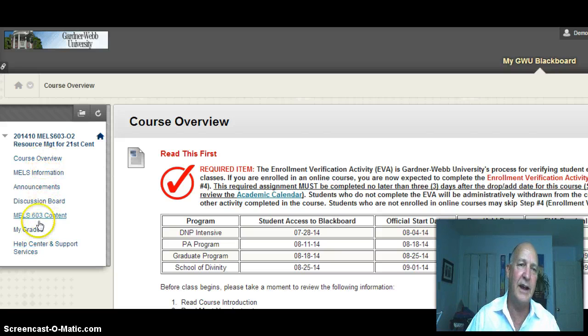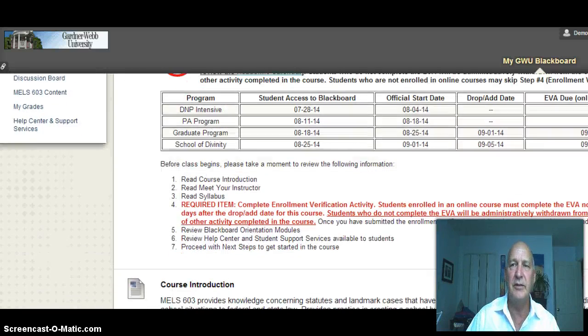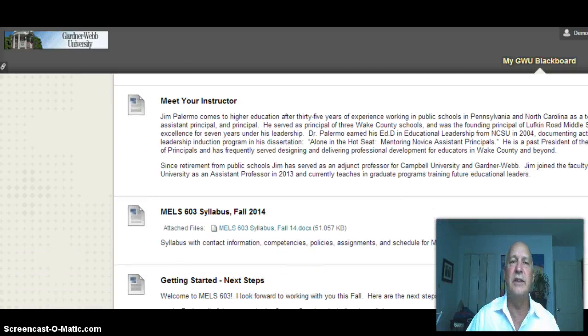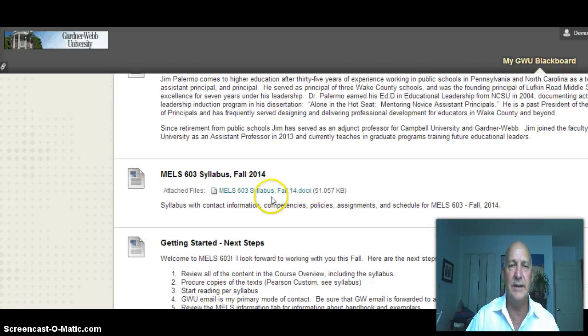Down the left-hand side are several pages that I want to show you very briefly, but on this course overview page, make sure that you have read this important information and that you have completed the enrollment verification activity. Check out the course introduction and the Meet Your Instructor information. Make sure that you have done the rest of these getting started next steps, and then let's take a look at the syllabus very briefly.